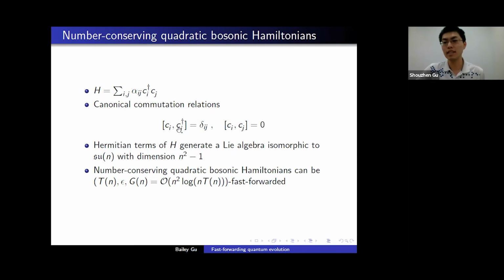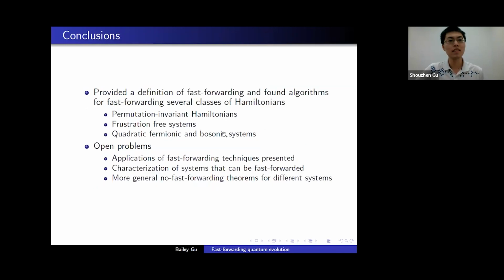Okay, so that's the last example that I wanted to discuss. Let me just give some closing remarks. We provided a definition of fast forwarding that is fairly rigorous. Within that framework, we were able to fast forward certain classes of Hamiltonians. Those included the permutation-invariant Hamiltonians, which is an example of block diagonalization. There were the frustration-free systems, where we did quadratic fast forwarding in a low energy subspace. And we also talked about quadratic fermionic and bosonic systems, which can be diagonalized within a Lie algebra.